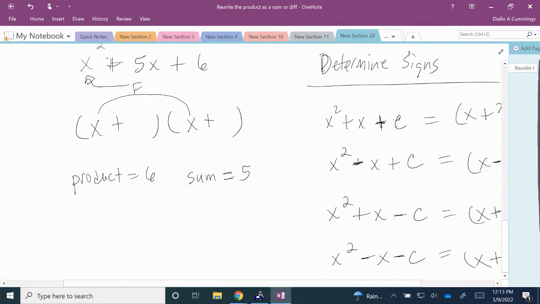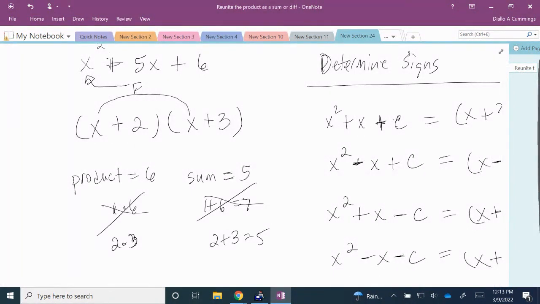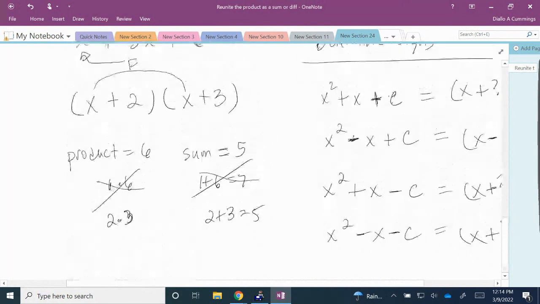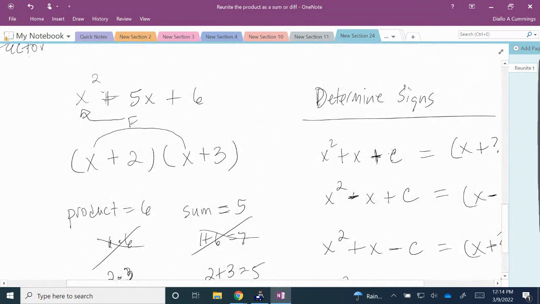So now if we look at the factors of 6, you can get 6 by 1 times 6, but if you add 1 plus 6, you get 7, which is not a 5, so 1 and 6 are not the factors. We can use 2 times 3. 2 times 3 is 6, 2 plus 3 is 5, so the numbers we are to use are 2 and 3. I can go back and actually check my factorization by using the FOIL method. So if I take x plus 2 times x plus 3 and multiply those together, I should get x squared plus 5x plus 6.